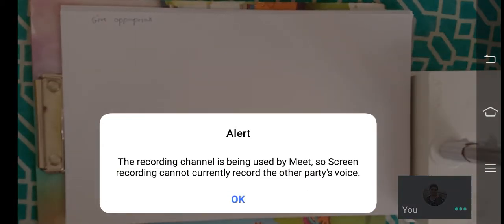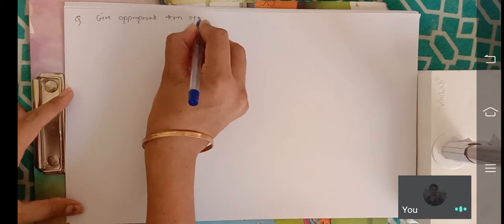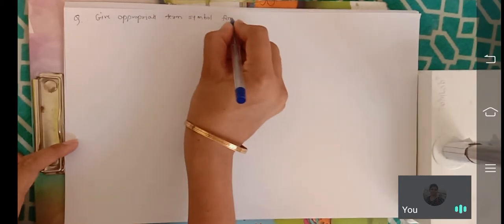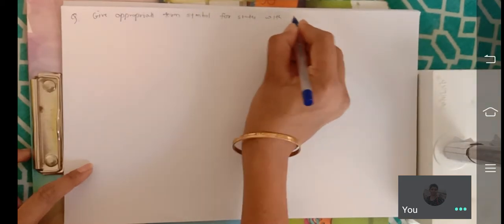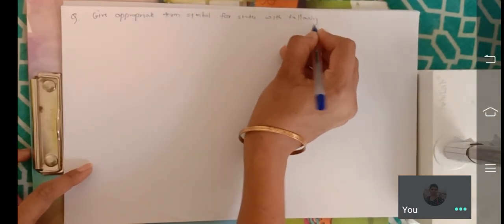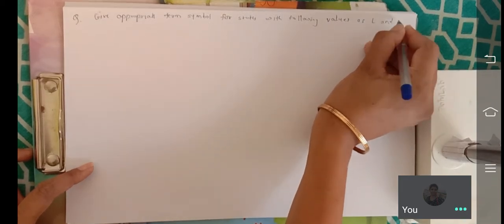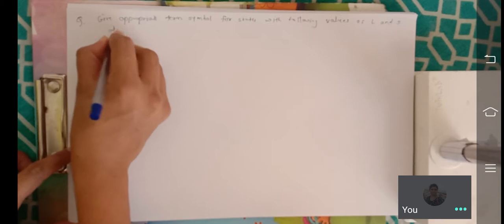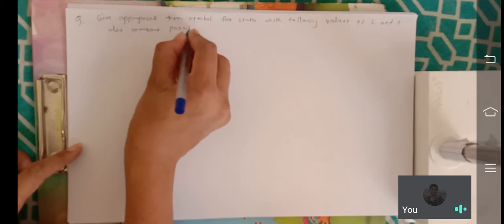Today we see the second question. Give appropriate term symbol for states with following values of L and S, and also work out possible J values.